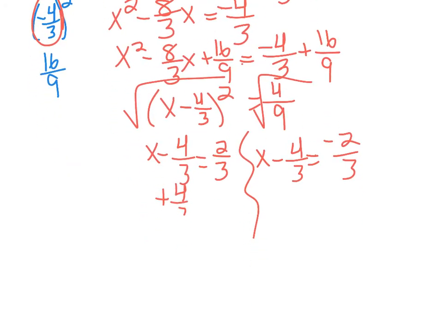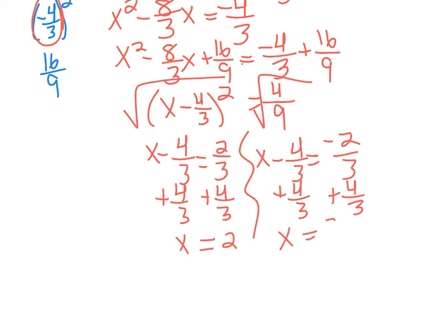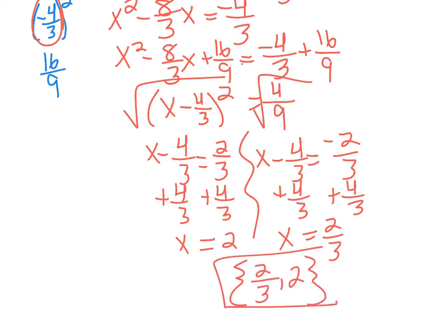Solve both equations. We get x equals 2/3 plus 4/3 equals 6/3, which is the same as 2. Over here, when we add 4/3, we still end up with a fraction of 2/3. So your roots are 2/3 and 2. So dealing with fractions isn't that bad so long as you use your calculator along the way. Makes it a little bit simpler.